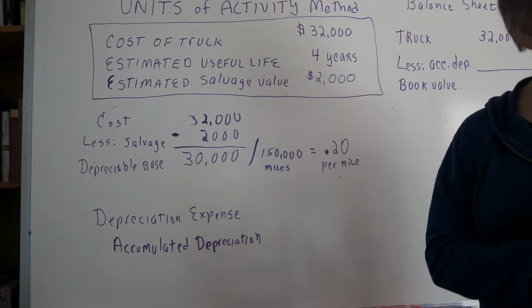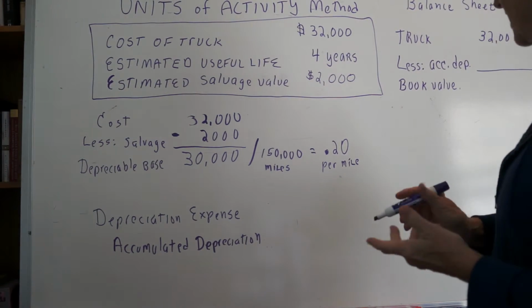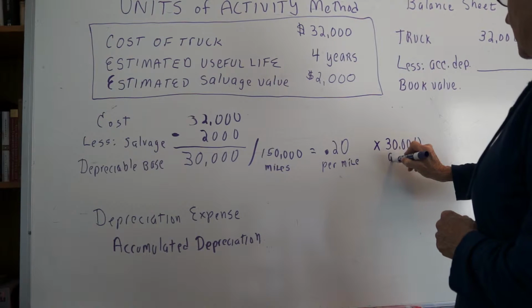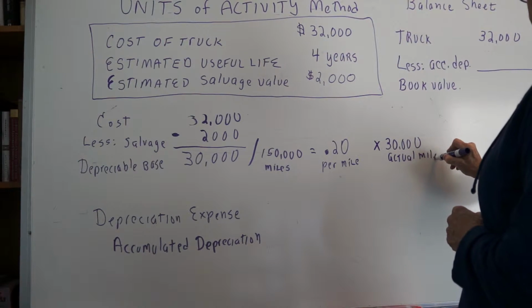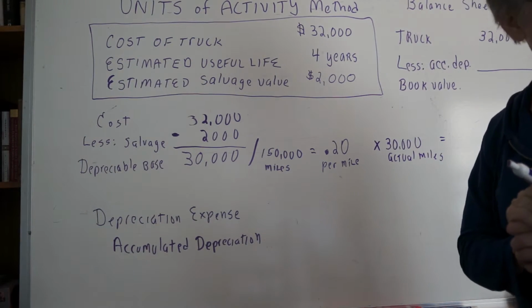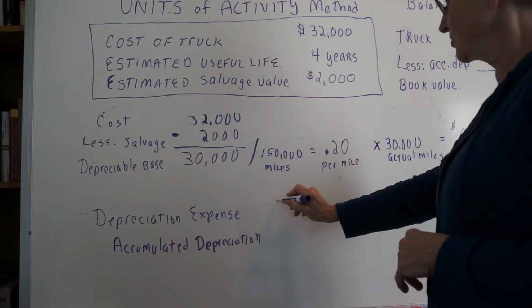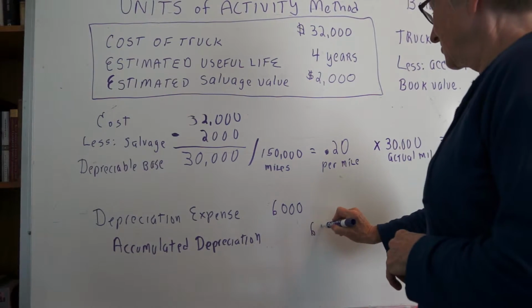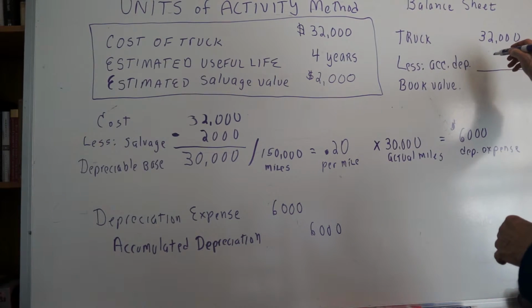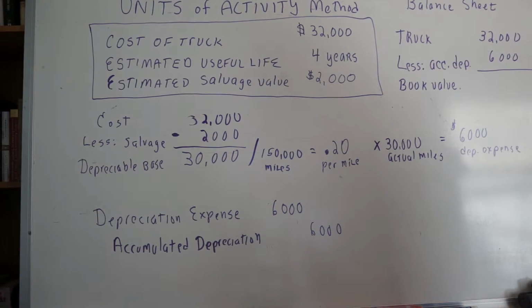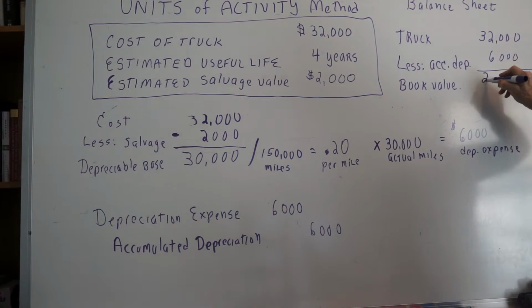So if the first year you have driven 30,000 actual miles, for year one you'd take that rate times the 30,000 actual miles that you drove, and you would get your depreciation expense of 6,000 for year one. Okay, so this would be your depreciation expense. So you would make the same journal entry, 6,000, 6,000, and so now your truck would show up less year one, the accumulated depreciation would be 6,000, and you would have your book value of 26 at that moment.